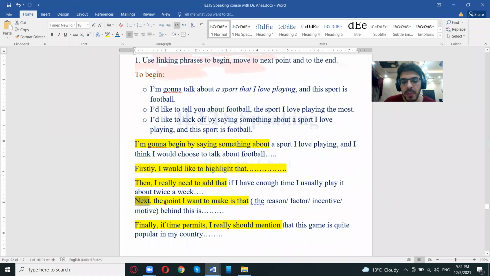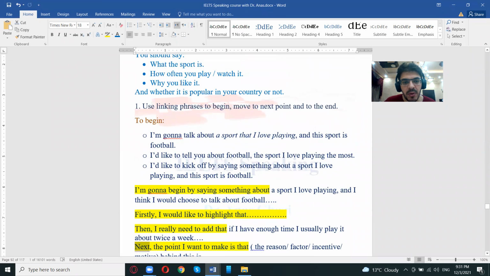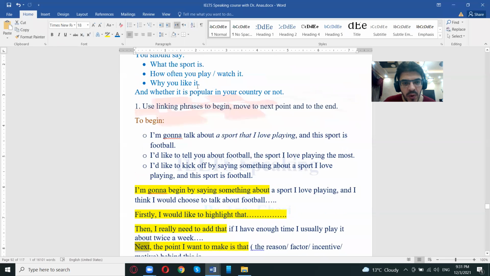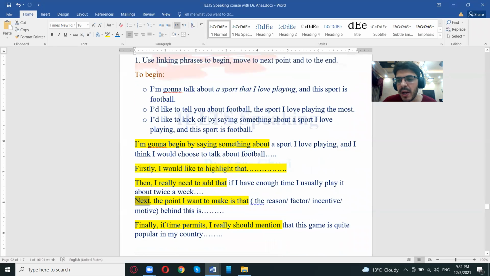My point, or the point I want to make, is that point number 3 is about why, the reason, the factor, the incentive, the motive behind what, okay? Why you like it. Behind why I love this game is that this game helps me to stay fit, and I'm pretty good at playing this game, okay, and so on. You can add whatever points you want to.